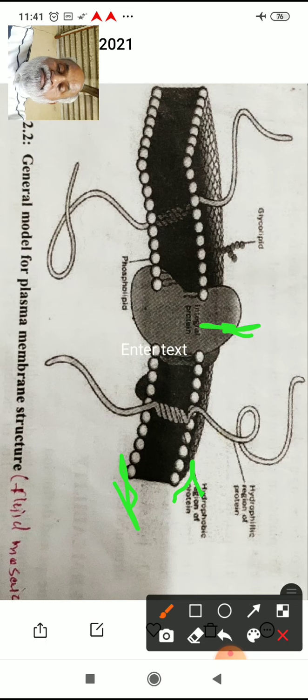So in all, we have seen the details of plasma membrane. Each living cell of the organism has this membrane, the plasma membrane, and I have told you it is the outermost layer in case of animal cells, while it is just beneath the cell wall in case of plant cells.